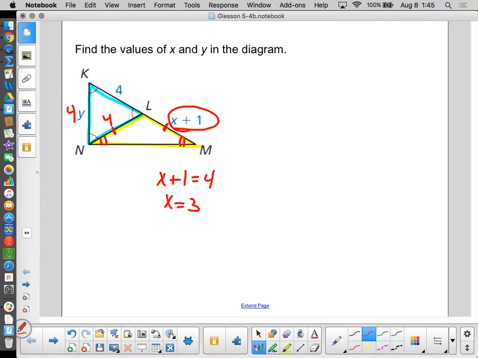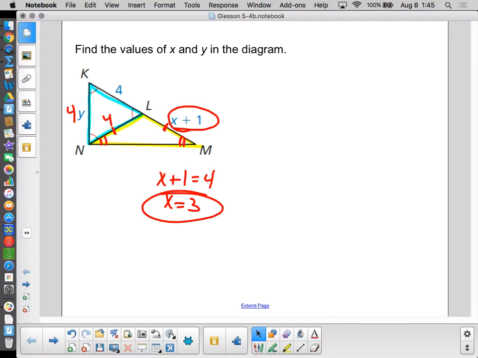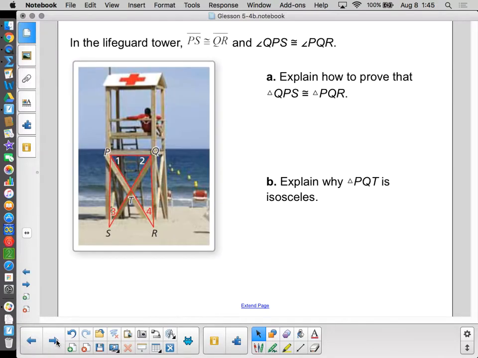I certainly hope you can handle that. You know what? I bet there's somebody out there who's going to go 5. They're going to do 4 plus 1 and get 5. But it's 3. And we've got our solutions. Again, not super complicated, but requiring kind of the next level of concentration as we look at these things when it comes to equilateral and isosceles triangles.